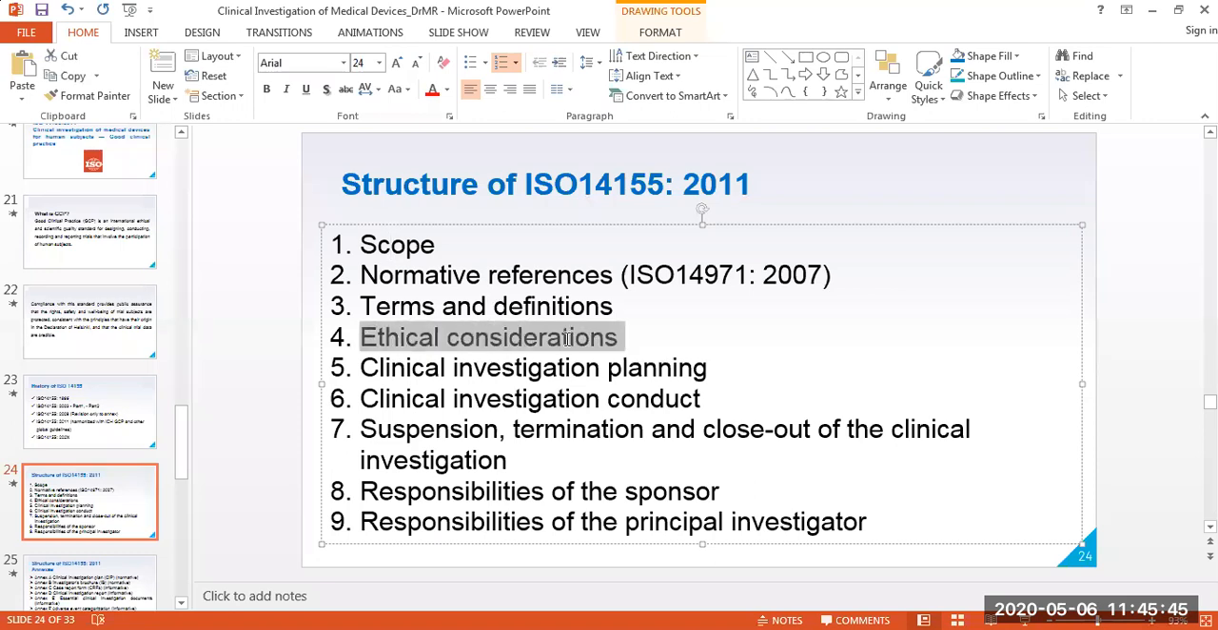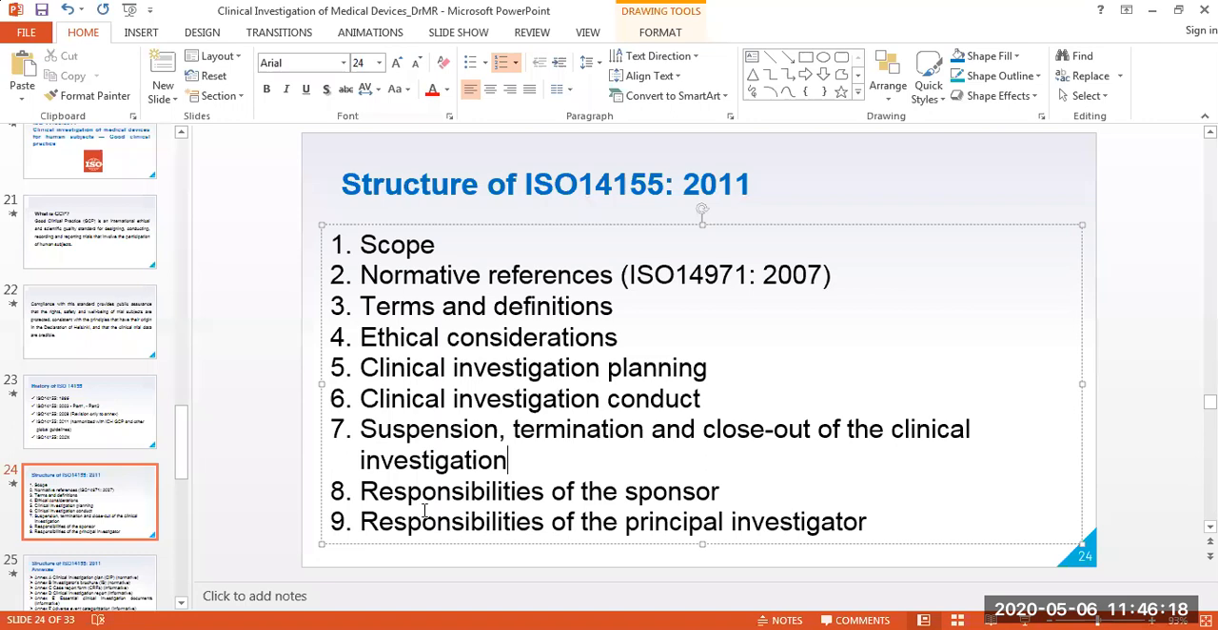Fourth one, ethical considerations. What are the ethical principles we have followed for those volunteers? We have to give an explanation. And the clinical investigation plan. Every plan is required before conducting, so you give the plan. That is the clinical investigation plan. And finally, sixth one, clinical investigation conduct. How we can conduct, and it gives the narration. Seventh one, suspension, termination, and close out of the clinical investigation. If there is any unavoidable situation, how you can suspend, how we can terminate, how we can close the clinical investigation, that is also outlined under a chapter.